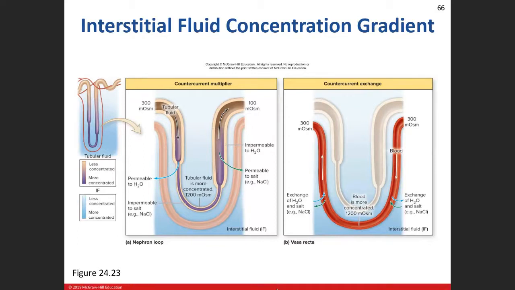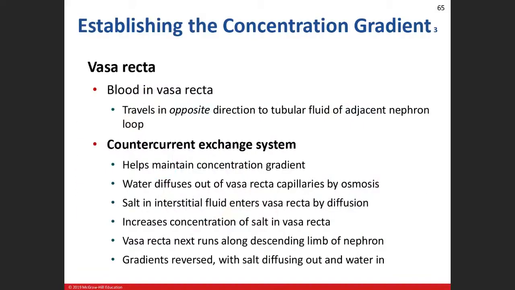Because now we've got another concept that I want to talk about, which is called the countercurrent exchange system. This is different. So staying on our subject of concentration gradients, the vasa recta is going to be that capillary system that surrounds the nephron loop. But in this case, the blood flow is going in the opposite direction of the tubular fluid flow.